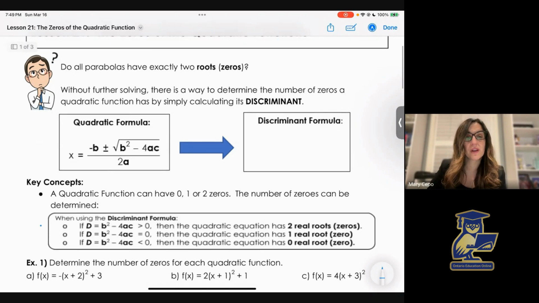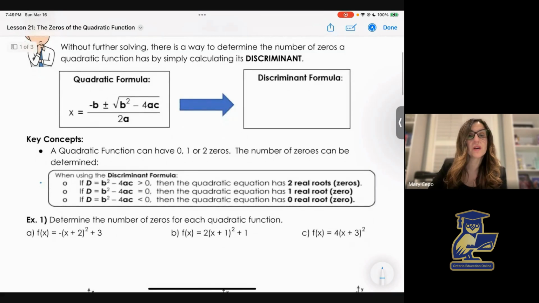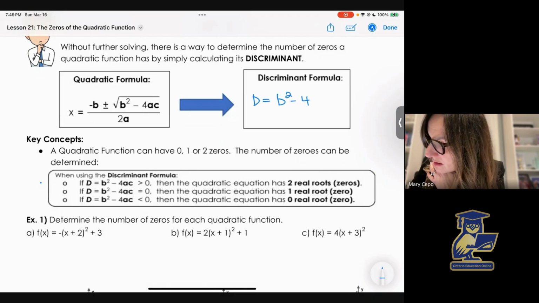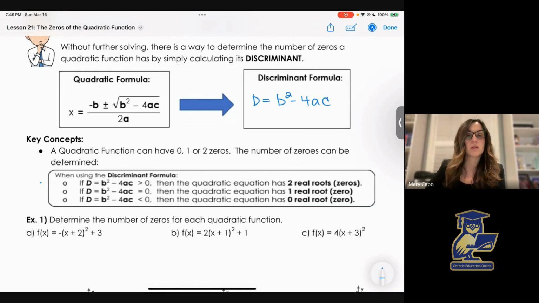So without further solving, there is a way to determine the number of zeros a quadratic function has by simply calculating its discriminant. Now, if you recall the quadratic formula, the discriminant comes exactly from the quadratic formula. The discriminant is the expression underneath the square root, and that can tell us whether our function has two roots, one root, or 0 roots. And the discriminant formula would be, like I said, the expression underneath the square root, which would be b squared minus 4ac.